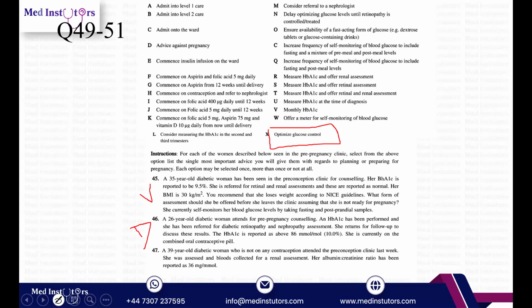Are you all answering the next question, guys? 47. Correct. Why? Because her albumin creatinine ratio is more. It's M. You have to refer to nephrologist.